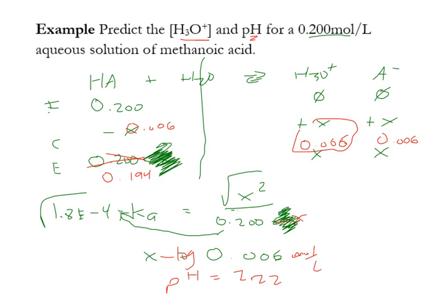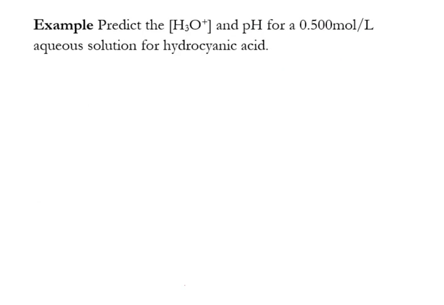Let's try another one then. I'm going to give you hydrocyanic acid. I'm going to give you an initial concentration here. Let's calculate the pH. So, HA, cyanic acid, will react with water, which we didn't care about anyways. At equilibrium, it forms H3O+. And it forms a conjugate base.